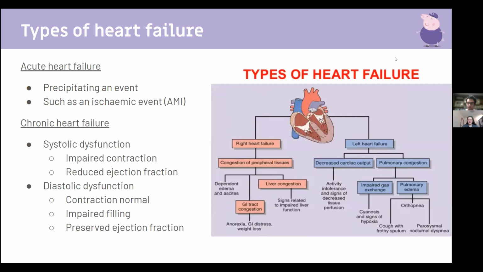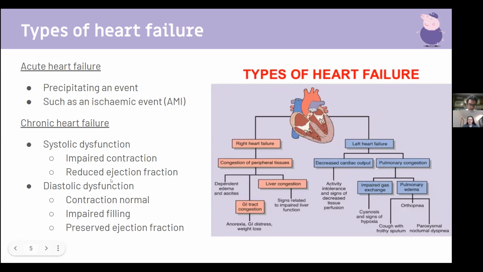There are two primary types of heart failure, acute heart failure and chronic heart failure. And because of just really rapidly developing treatment, the amount of acute heart failure is declining and the amount of chronic heart failure is increasing because people are going to live longer. Acute heart failure often follows a precipitating event, such as an ischemic event, which leads to a fibrotic buildup, whereas chronic heart failure is more divided into two forms, a systolic dysfunction and diastolic dysfunction.